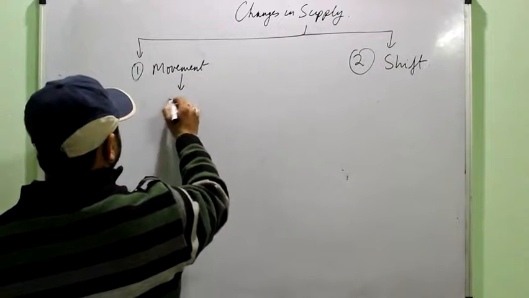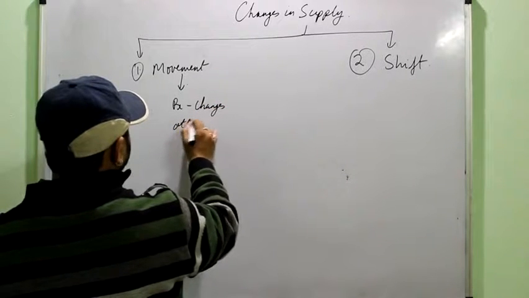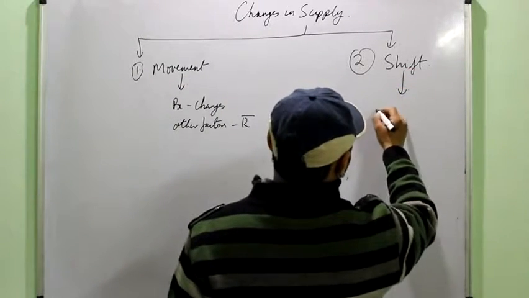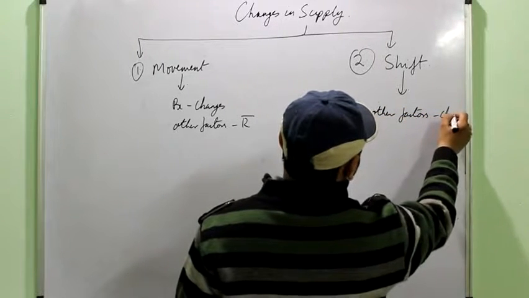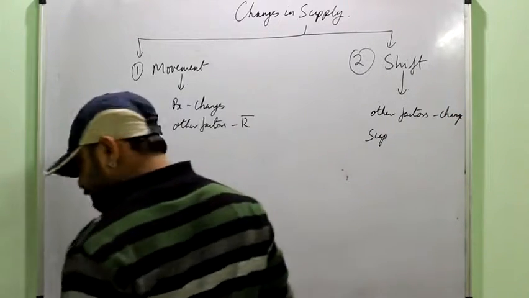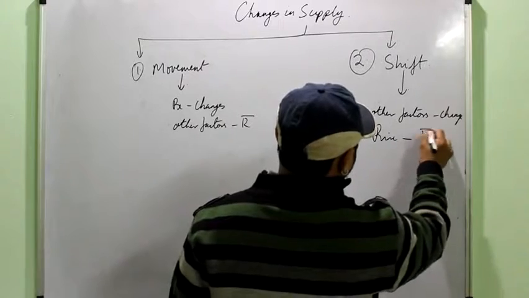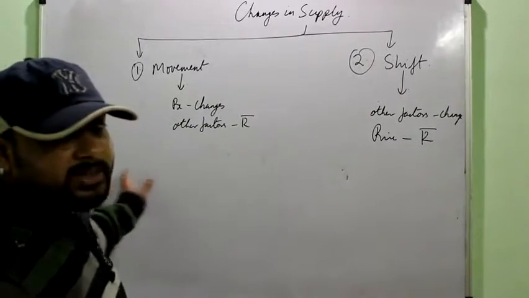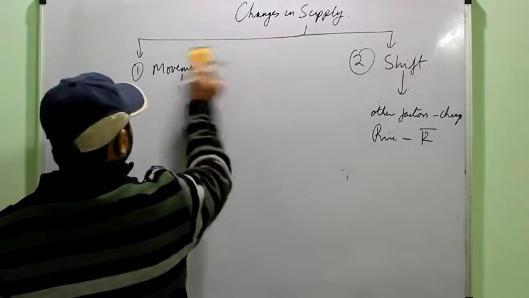As you know, movement is the change due to the changes in price and other factors remaining constant. Shift is due to the changes in other factors, while the price remaining same. Right? Then you also know that there are two types of movements, contraction and expansion, and two types of shift, that is rightward and leftward. Now we first study the movement part in detail.